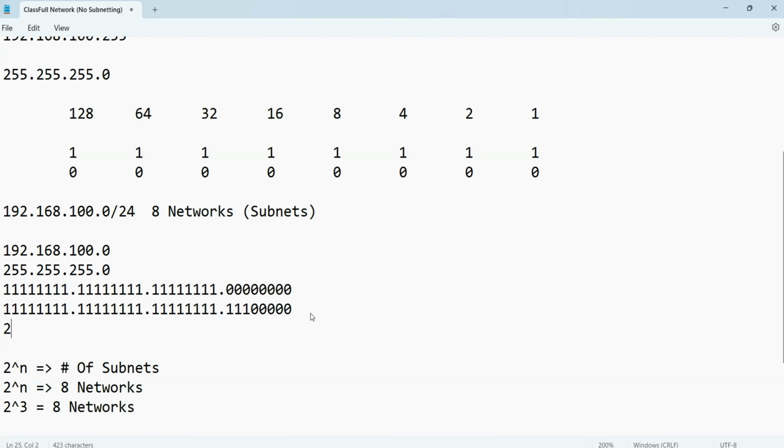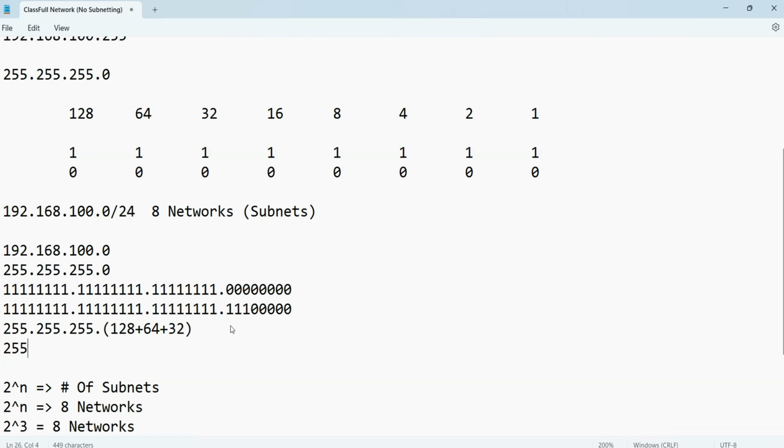So what I do is I calculate. This is still a 255. This is a 255. This is a 255. Now, what is this one over here? 128 plus 64 plus 32, which means these are the bits that I borrowed. They turn into ones. What do I get? 255, 255, 255 dot 128 plus 64 is 192 plus 32 is 224. This is my new subnet mask after subnetting.